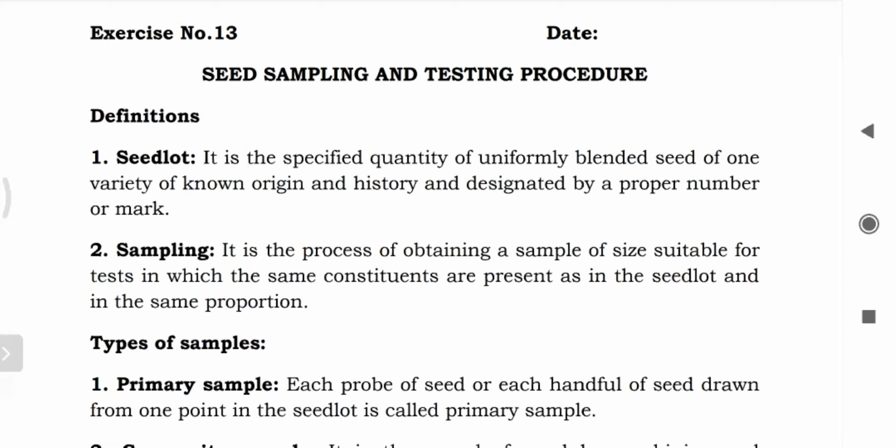So seed lot is a specified quantity of uniformly blended seeds of one variety of known origin and history and designated by a proper number or a particular mark. And sampling is a process of obtaining a sample of suitable size for test in which the sample constituents are present as in the seed lot and in the same proportion.